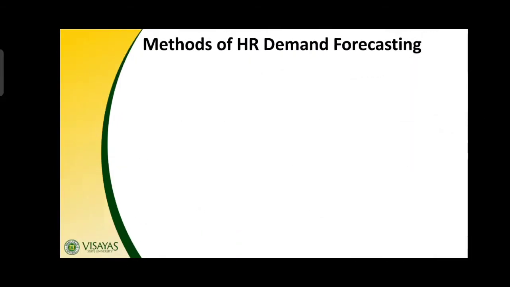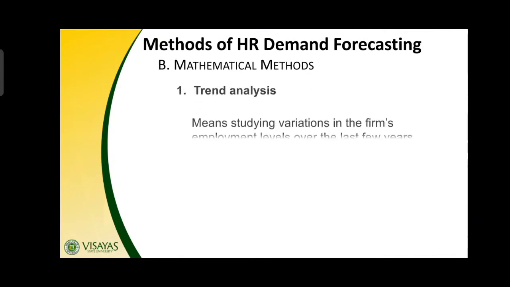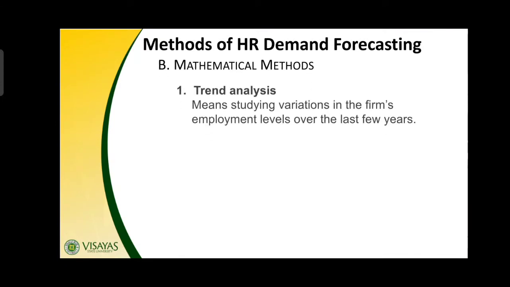So, to continue, the other type of forecasting is the mathematical method. First is the trend analysis. This means studying variation in the firm's employment levels over the last few years. For example, class, you might compute the number of employees at the end of each of the last 5 years, or perhaps the number in each subgroup, like sales for the past 5 years or the production. So the aim is to identify trends.